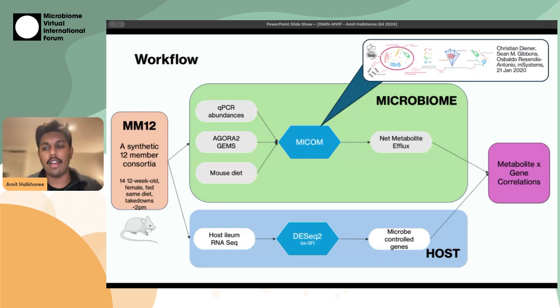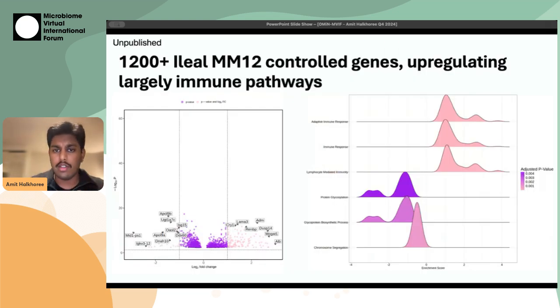And then finally, we brought these together and did some Pearson's correlations to really see where those metabolites and genes lined up. So first, looking at the host, we saw that there were over 1,200 ileal MN12 control genes, and these seem to largely dominate the immune phenotype, which was upregulated. This is really consistent with the literature, saying that generally germ-free mice don't have as strong of an immune phenotype.